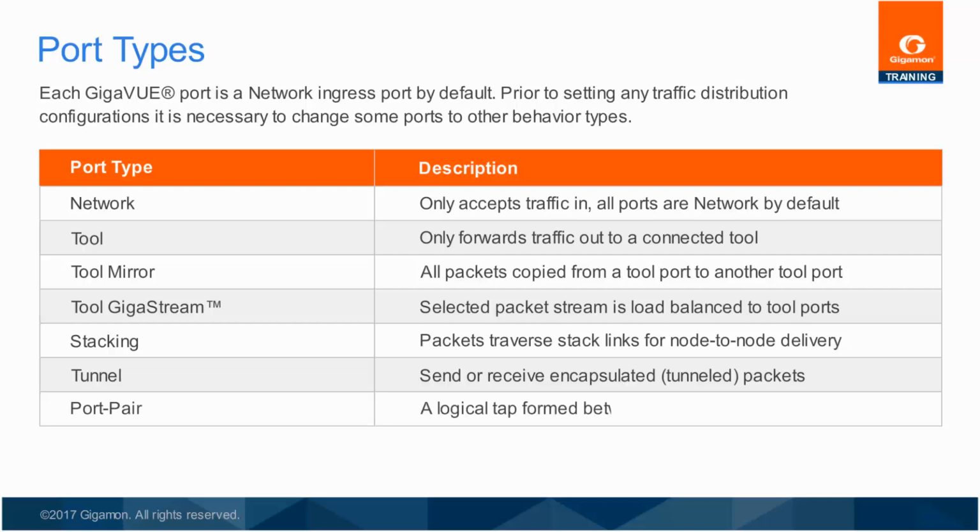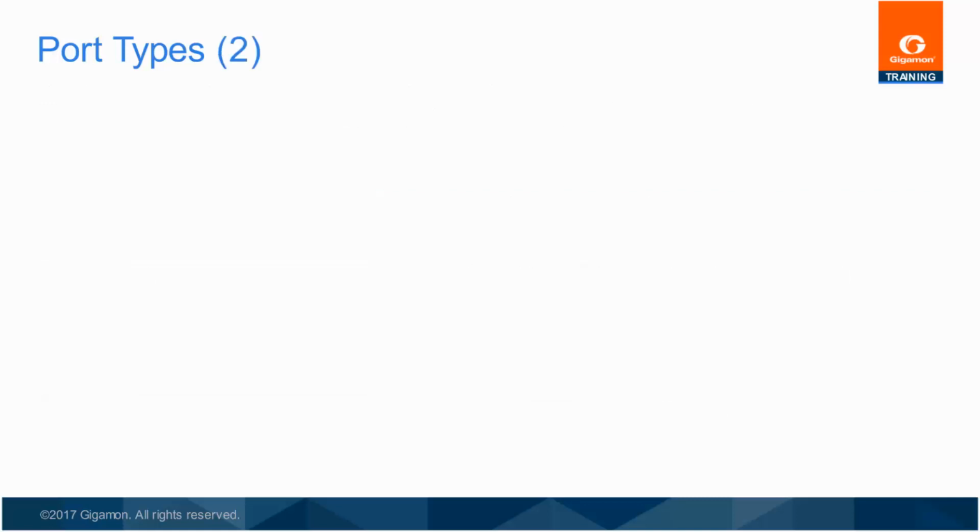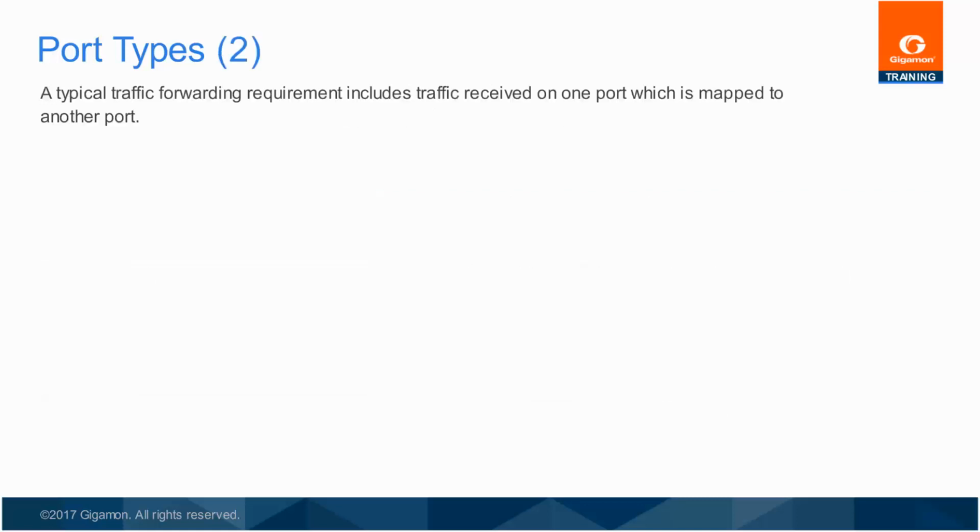Port pair. A bidirectional connection in which traffic arriving on one port in the pair is transmitted out the other, like a conventional tap. Traffic passing through the logical tap is available as network ingress traffic for mapping operations. As noted, there are two port types which are used most commonly: network ingress and tool egress. A port type parameter must be set prior to using that port in a configuration. For example, if you have a monitoring or security tool attached to a port, the port type parameter for that port must be set to tool before using that port as a traffic egress in a mapping configuration.